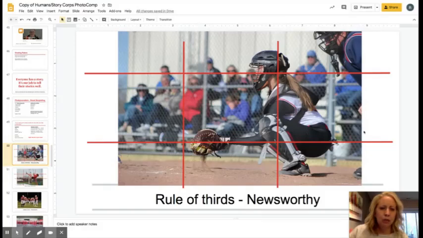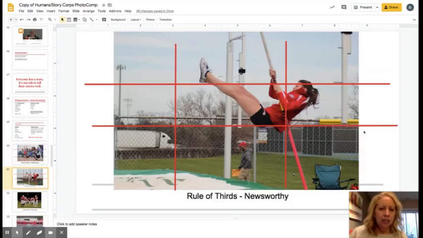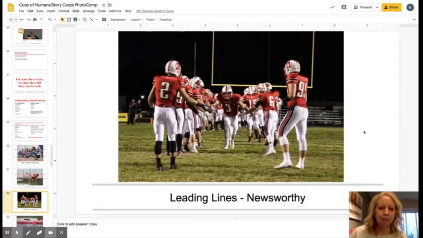This would be a newsworthy shot because it only happened in one moment in time, this exact play where she's grabbing the ball. If you didn't catch it in that moment, you couldn't catch it again. You could stage it, but it's newsworthy because it's happening right now and you were there to catch it. Here's another example of rule of thirds, where you can see the vaulter is to the right of the frame, and it's newsworthy because you're there when it's actually happening.